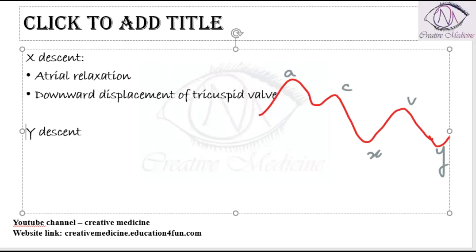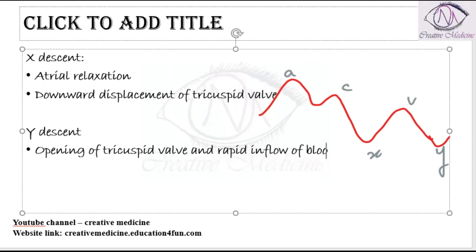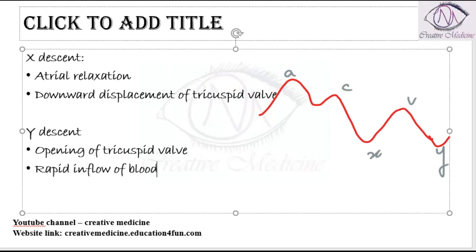Now we have Y descent. Y descent occurs because of opening of the tricuspid valve, and when there is opening of the tricuspid valve and rapid inflow of blood into the right ventricle, this will result in Y descent.